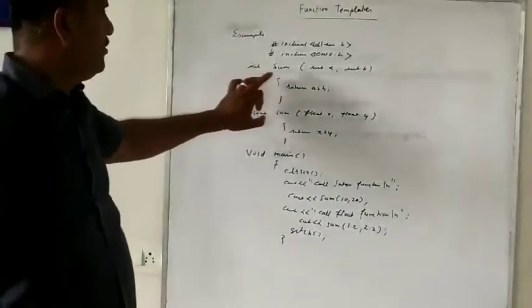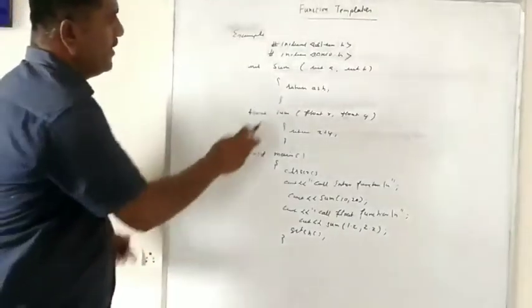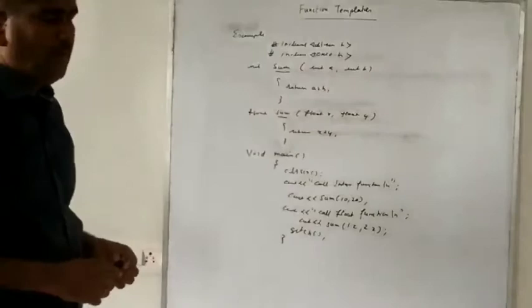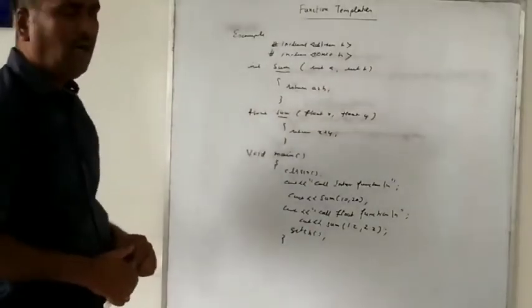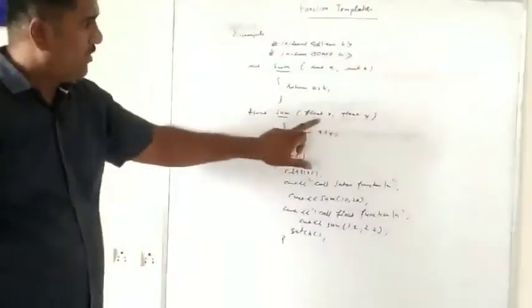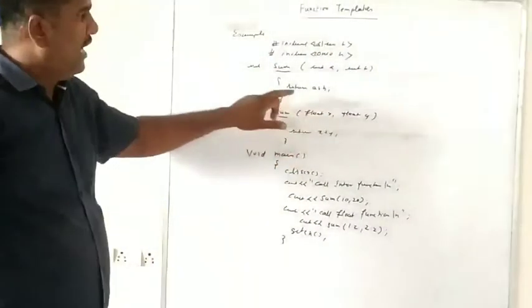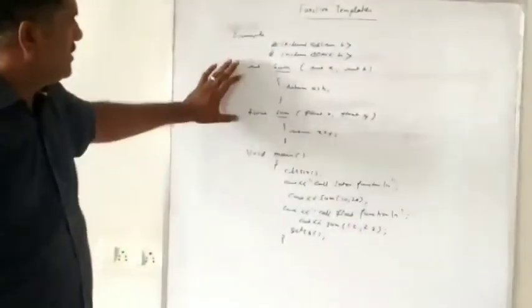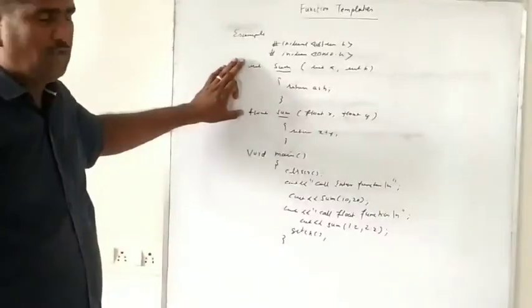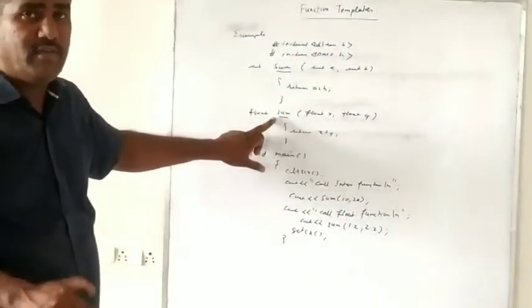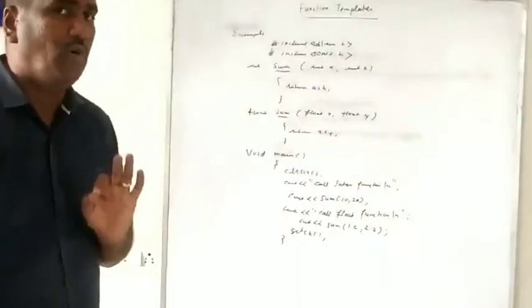Here the function name is sum. So sum is common to two functions, but you are passing different parameter arguments. Here you are passing two integer variables, and here two float variables. The first function returns an integer value, the second returns a float value. So this is called function overloading. The same function name used in different situations is called function overloading.